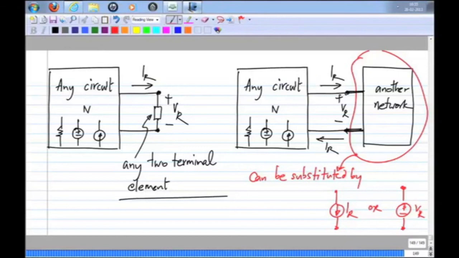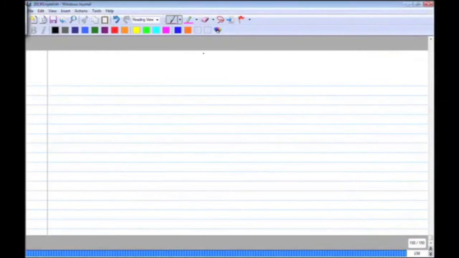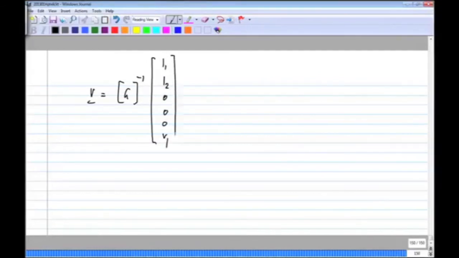Superposition we have discussed earlier. We saw that we proved it with the nodal analysis, but you can do it any which way you want. The unknown vector in the nodal analysis method will come out to be G inverse times the source vector. I call this I and V, but we know that this can contain independent current sources and voltage sources. So let's say this independent source vector had two current sources, I1, I2, and many zeros, and then a voltage source also.